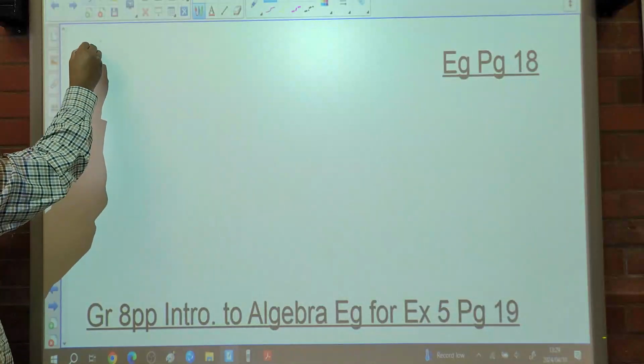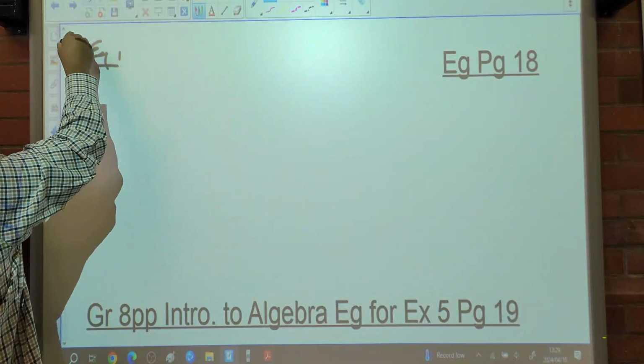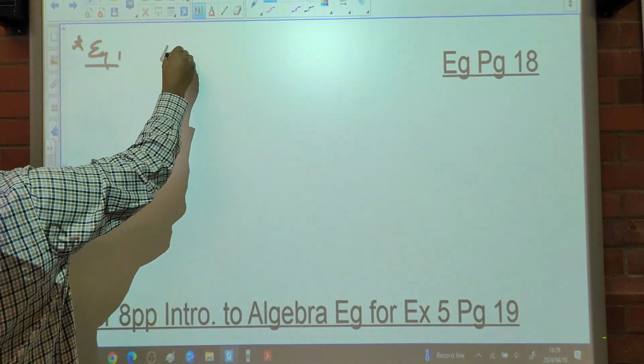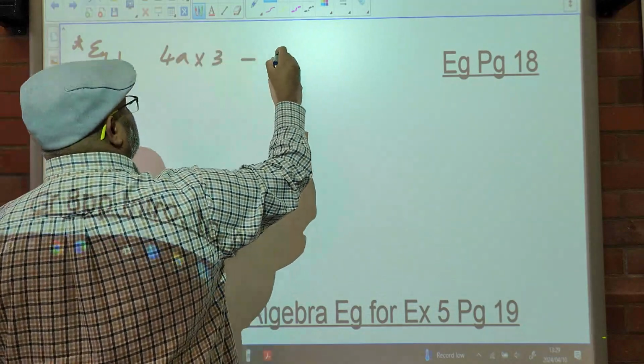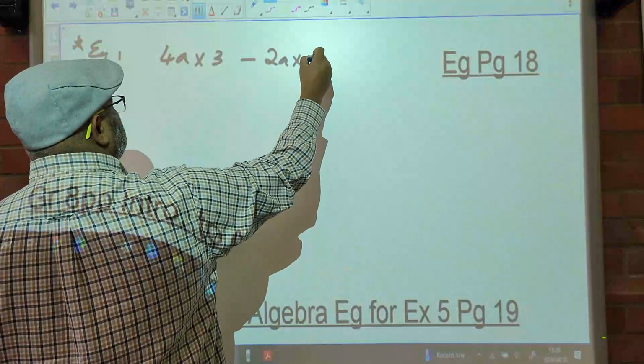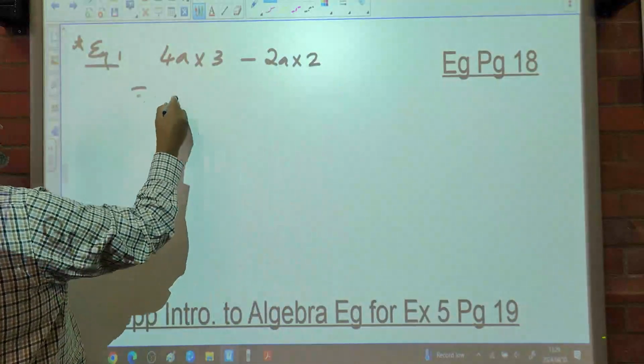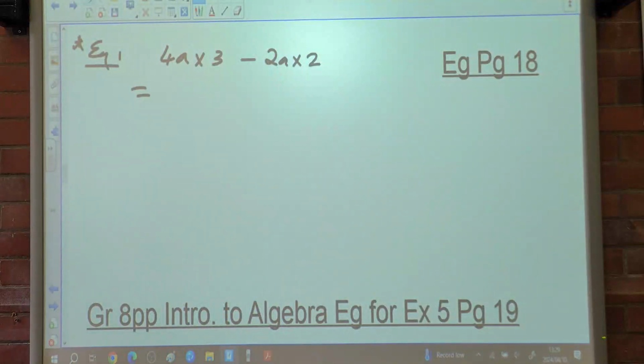So let's look at example 1. These are my own examples. If you have got 4a times 3 minus 2a times 2. Write that sum down. You've got 4a multiplied by 3 minus 2a multiplied by 2. How many terms are there? 2 terms. What separates terms? Addition and subtraction. 2 terms also known as what? Binomial. Alright.